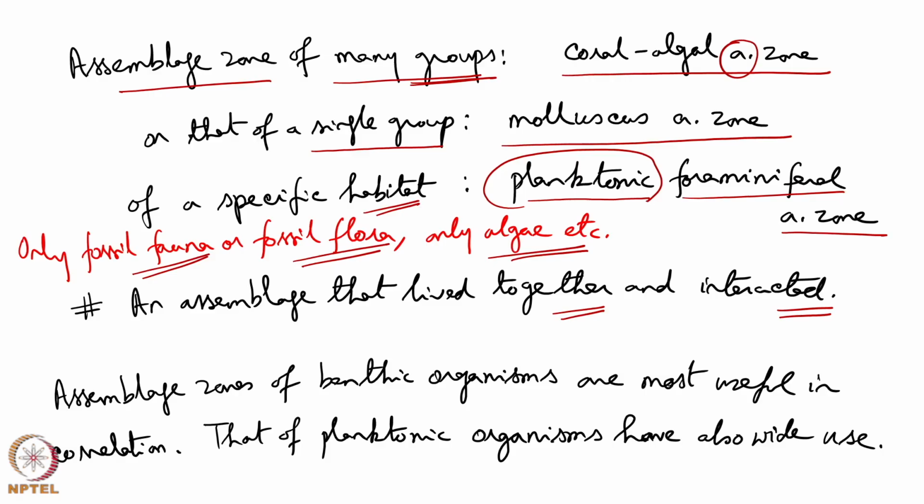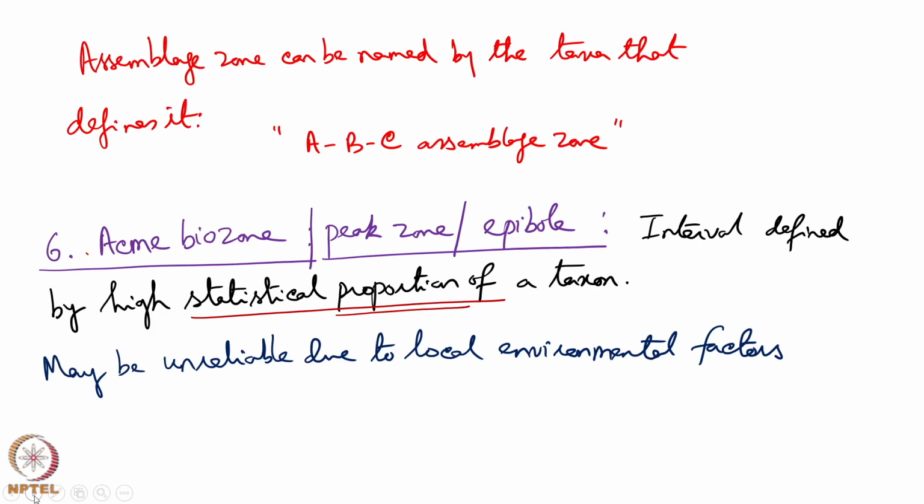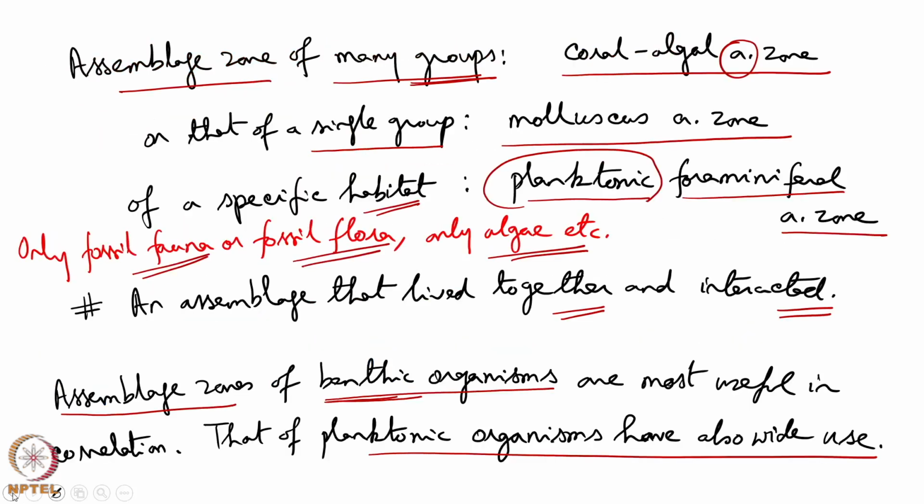Assemblage zones of benthic organisms are most useful in correlation. When we are dealing with the benthic organisms, earlier we said their use is limited, but their assemblage becomes very important. And those of the planktonic organisms also have a wide use in correlation. The assemblage zone can be named after the taxa that define it. For example, if we have got A, B and C taxa, then we can write A-B-C assemblage zone. We have seen such a nomenclature here, coral algal assemblage zone.